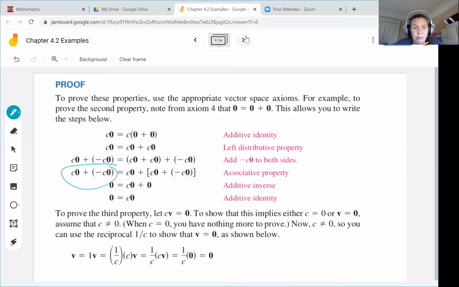So v, we could rewrite that as 1 times v. So that could be 1 over c multiplied by c times v. And then we can use associativity to say that's 1 over c multiplied by the product cv. So if that whole value equals 0, then it must be that v equals 0. That's the only way we're going to get 0 out there, because we've said c is not 0.